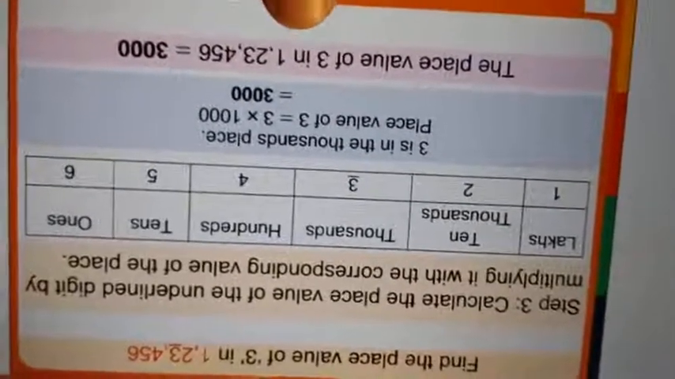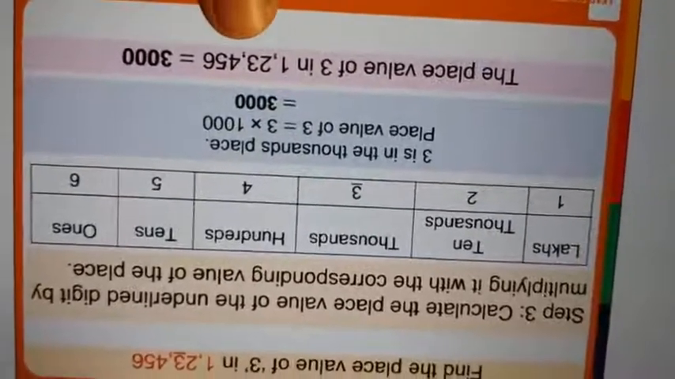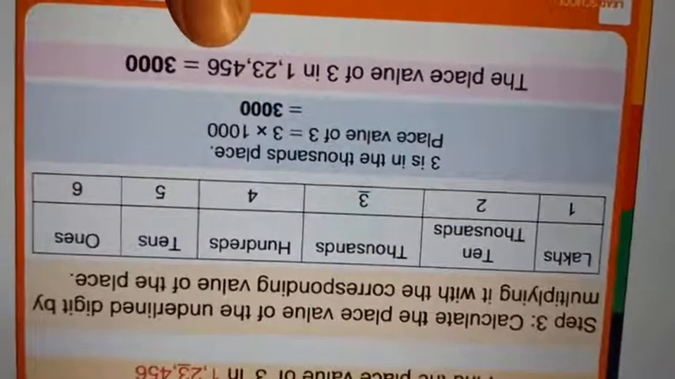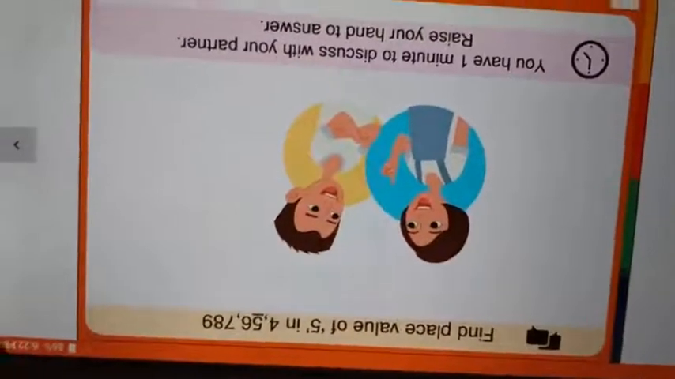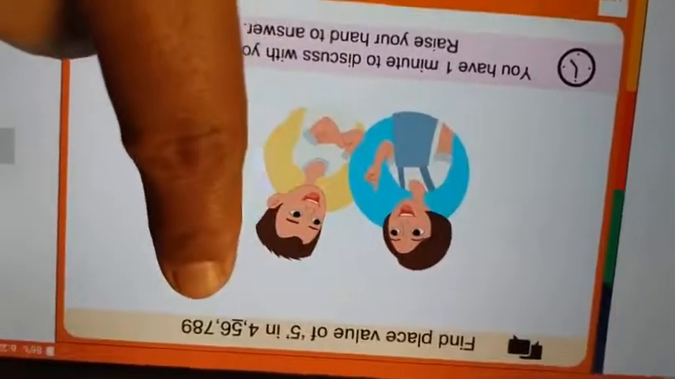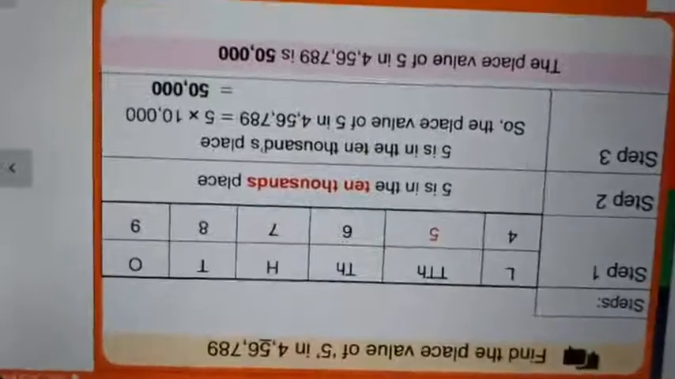The place value of 3 in 1,23,456 is 3000. Got it? Now find the place value of the 5 in 4,56,787. Okay?